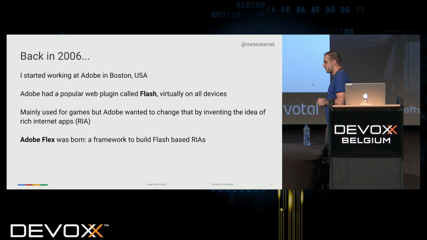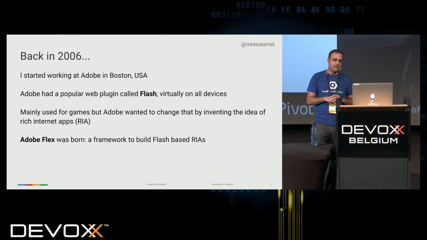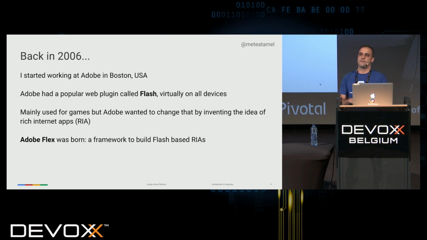So the goal of Adobe Flex was, Flash at the time was virtually on every single device, but it was mainly used for games. And Adobe wanted to turn that into a platform so that people can write applications in Flash. So not just games, but applications. And they created this notion called rich internet applications. Because back in 2006, HTML and JavaScript was really basic. And Flash is really rich. You can have great UI with Flash. And using Adobe Flex, they created all these components and all these things to actually build rich internet applications.